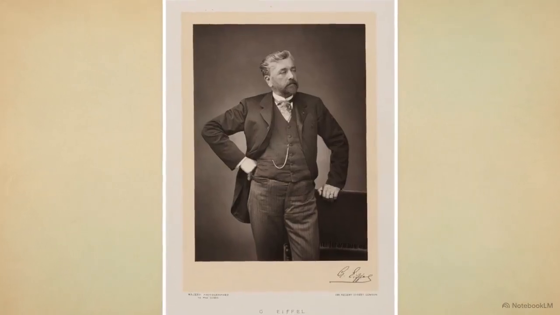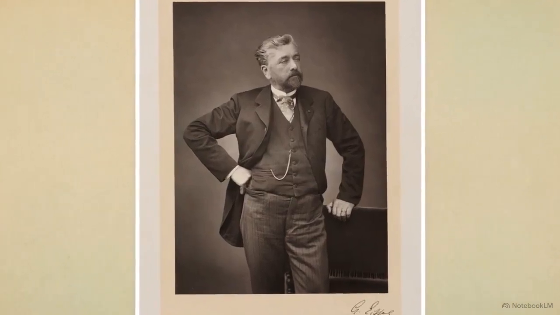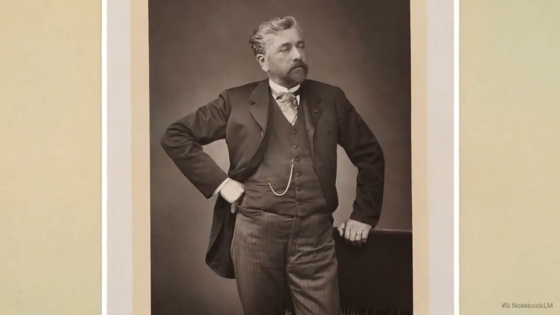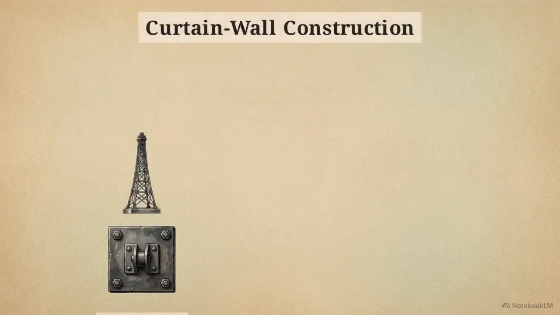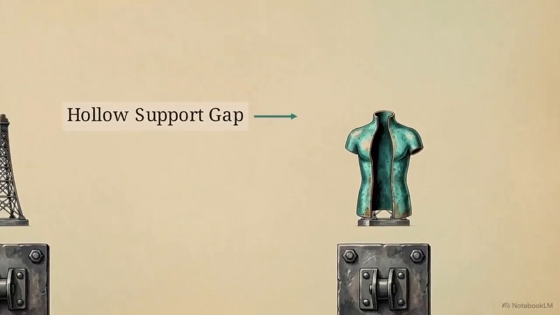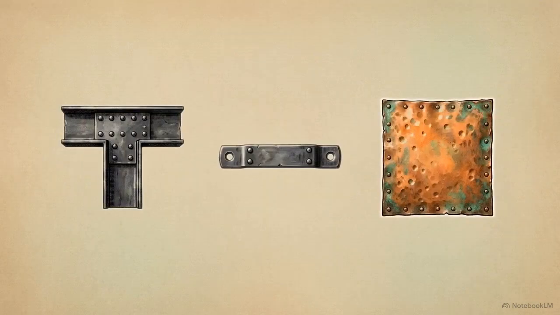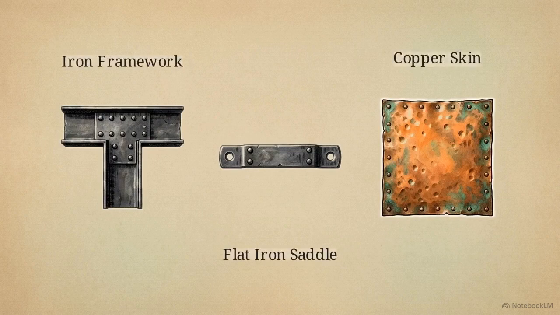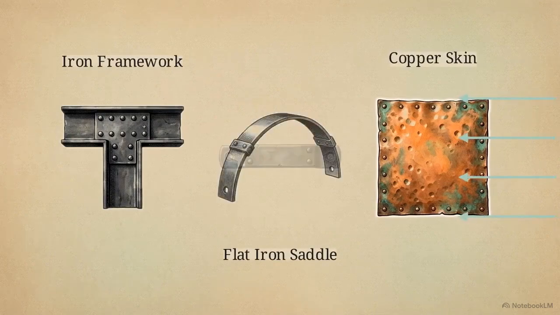He found his solution in Gustave Eiffel, who designed an internal, flexible iron truss tower. This illustrates Eiffel's curtain wall construction. The outer copper skin is supported entirely by the iron skeleton, bearing none of its own weight. Zooming in, flat iron saddles allow the skin to flex and breathe independently. Without this, harbor winds would tear the rigid metal apart.